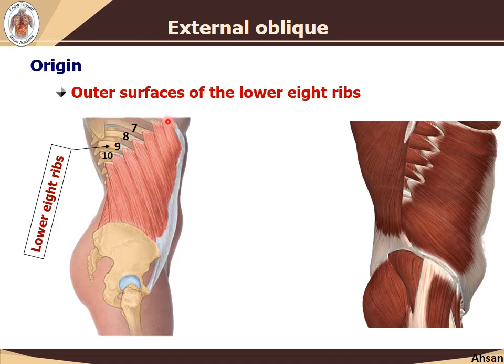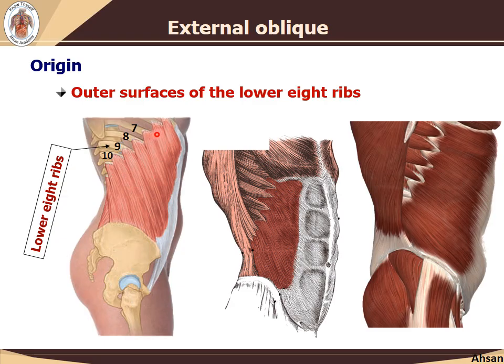These are the slips from each rib, and lower 8 means it starts from the 5th to the 12th. These 8 slips are attached to the outer part of the ribs. They are intermingled with the serratus anterior muscle. This is called interdigitating with the serratus slips.